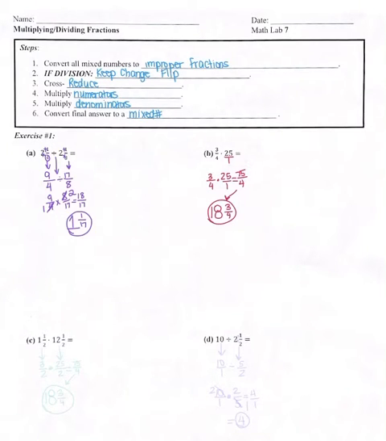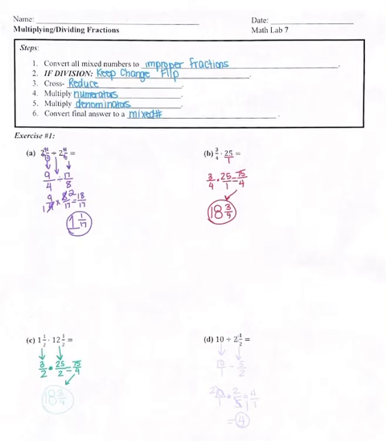1.5 times 12.5. First thing we want to do is convert these both to improper fractions. So 2 times 1 is 2 plus 1 is 3 over 2, times 2 times 12 is 24 plus 1 is 25 over 2. Can't cross-reduce the 3 and the 2. Can't cross-reduce the 2 and the 25. So we multiply the tops. 3 times 25 is 75. 2 times 2 is 4.